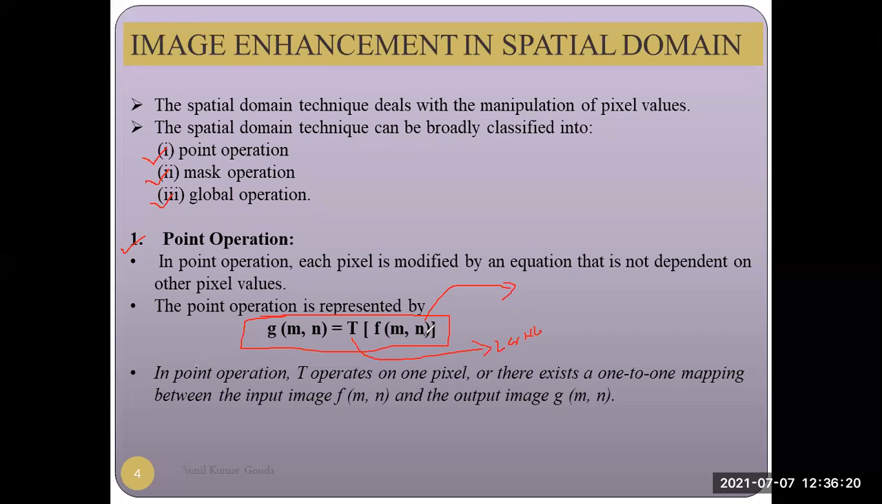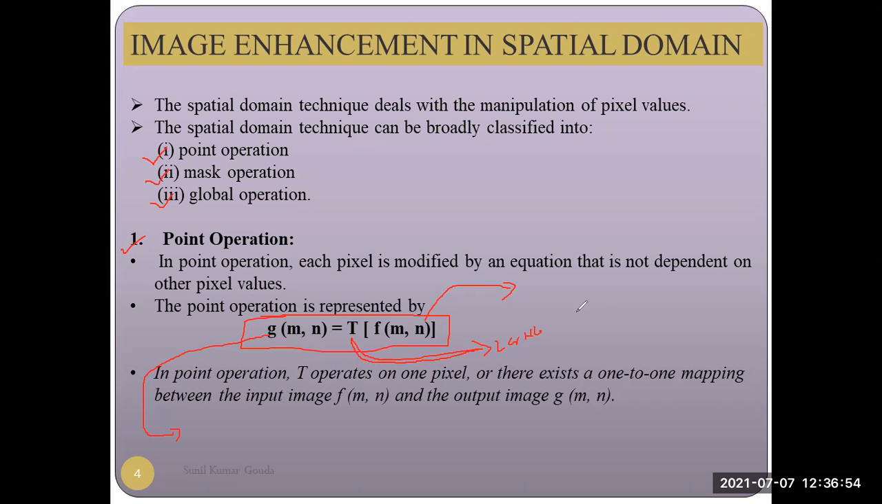So whenever I perform this operation, this is my original image, original pixel f(m,n), and I apply the operator. Then I will get a resulted image, which is given by g(m,n). Okay, so in this point operation, what does T stand for? T stands for the operator on one pixel. Now this T is basically an operator on a single pixel, or we can say there exists a one-to-one mapping.